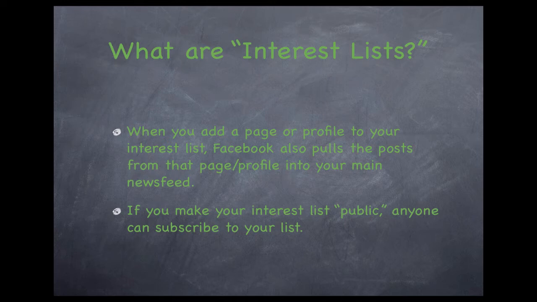Now, when you make an interest list, you'll have an option of making it public, only visible to your friends, or private. If you make your interest list public, anyone can subscribe to your list. And as you saw in the screenshot, if they subscribe to your list, then that list shows up under their interest heading on their main Facebook newsfeed page.